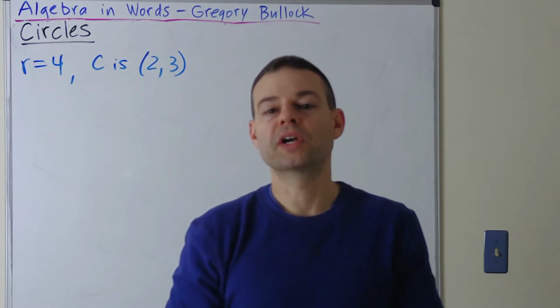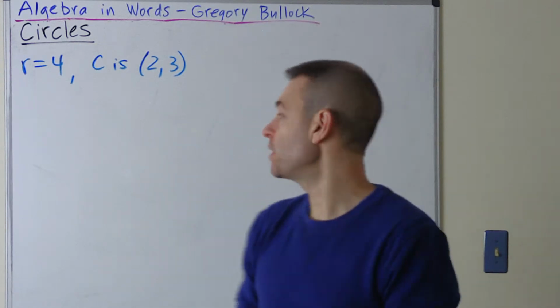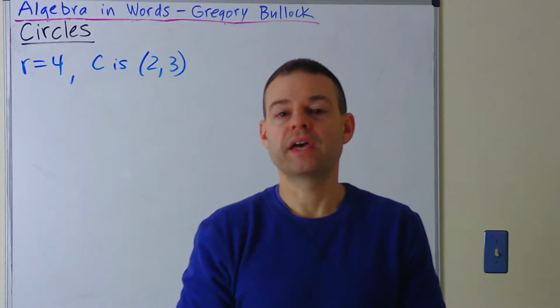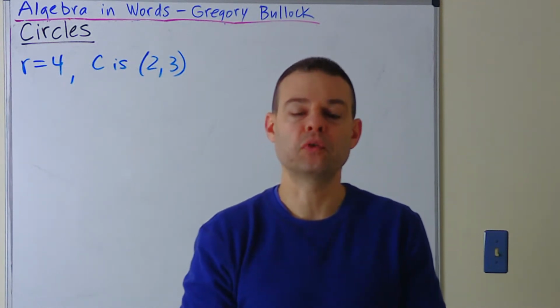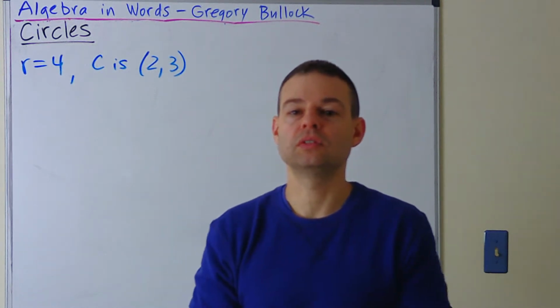In this video, we're going to continue our discussion on circles. What I have on the board here is a radius and a center, or a vertex. We're going to use this information and put it into the standard form equation of a circle. Now the standard form equation of a circle looks like this.